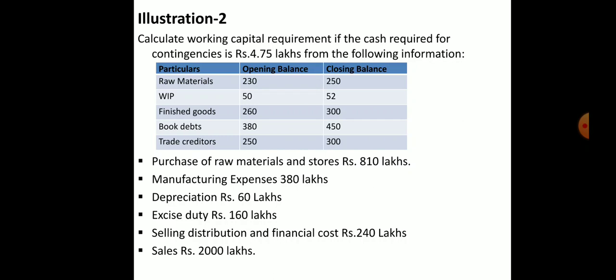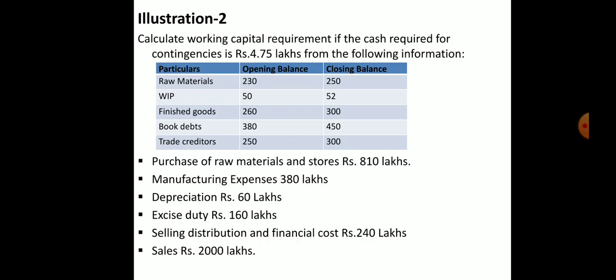Okay, next they have given trade creditors, means creditors. Additional information they have also given: purchase of raw material and stores, rupees 810 lakhs. So they have made an additional purchase of raw material. Make a note of that, students. The company has 230 as an opening balance, and in between they have purchased 810 lakhs worth of raw material.